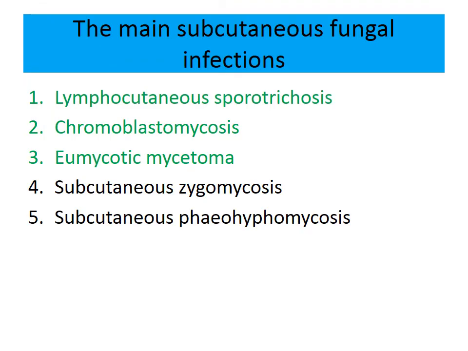So the main subcutaneous fungal infections are lymphocutaneous sporotrichosis. And again, if you pay attention to these names, they speak of a problem as well. They speak of pathogenesis as well. You can see lymphocutaneous is going to go for the lymphatic system, it's going to go for skin. And sporotrichosis, chromoblastomycosis, eumycotic mycetoma, I told you about actinomycetoma, subcutaneous zygomycosis, subcutaneous phaeohyphomycosis.